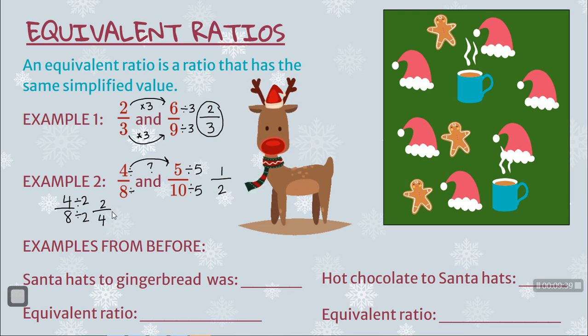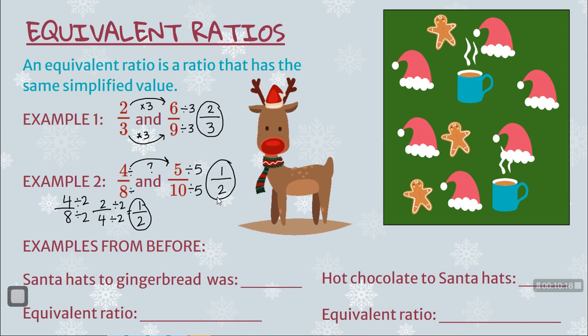Well, I still didn't get 1 to 2, but I can keep simplifying. I can reduce this even further because I still have 2 even numbers. So 2 divided by 2 and 4 divided by 2 will work. 2 divided by 2 is 1, and 4 divided by 2 is 2. Notice I got the same simplified value. That means that 4 to 8 is equivalent to 5 to 10. So just because you can't think of how you can multiply to get to 5 from 4, that way didn't work as easily this time.